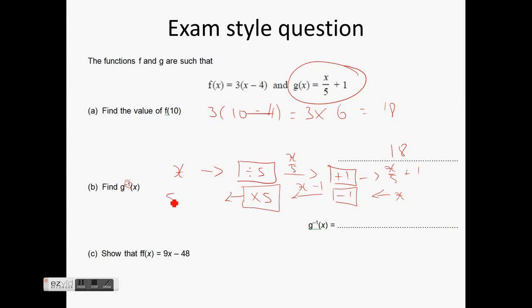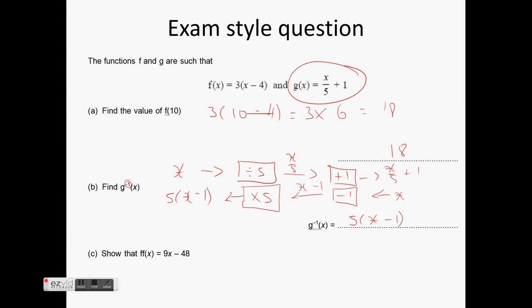So you can leave it as 5 bracket x minus 1, or you can expand the bracket. It's going to be the same amount of marks, okay? And obviously the more steps you do, the more prone you are to mistakes, so I would probably just leave it as 5 bracket x minus 1.